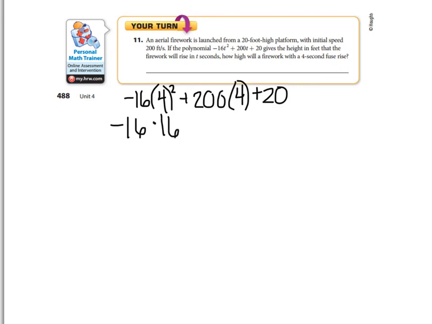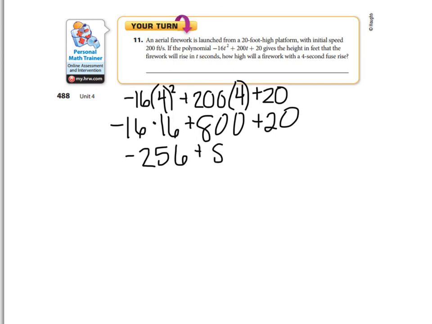I'm going to go ahead and do the 200 times 4. You could wait, but I'm just going to go ahead and take care of it now, which is 800 plus 20. Negative 16 times 16 is negative 256. And when you add this all together, it was 564. So that's how tall it would rise on this platform.